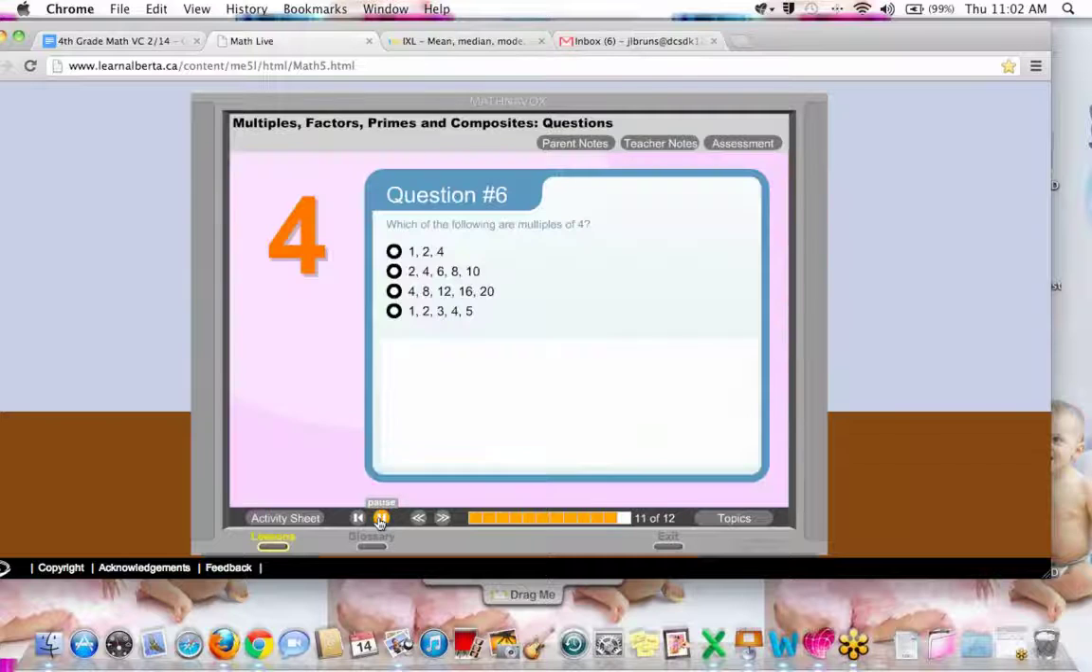All right. It's time to wrap things up with a few questions to check your understanding of factors, multiples, primes, and composites. Which of the following are multiples of 4? Click on the circle next to your choice of answer. Okay, I want you to just think of this as like A, B, C, and D. Which one is listing the multiples of 4? So think of 4 times 1, 4 times 2, 4 times 3, 4 times 4.